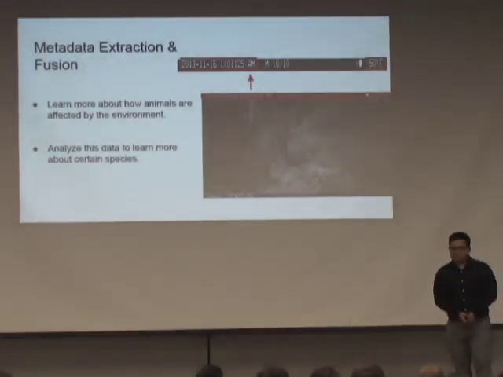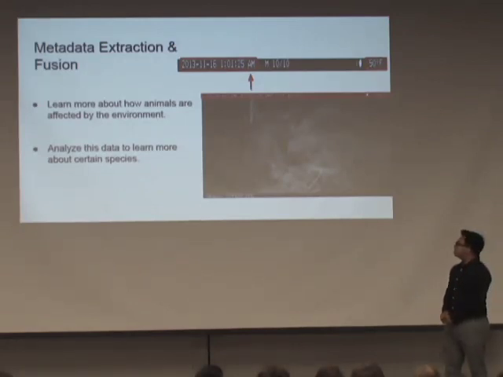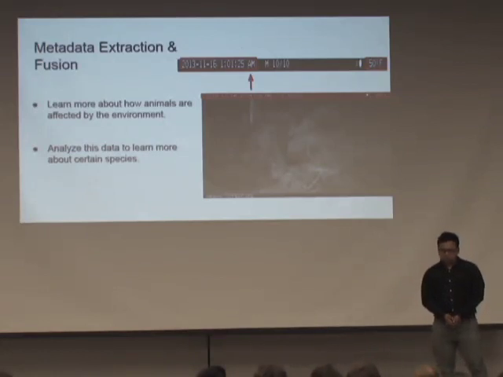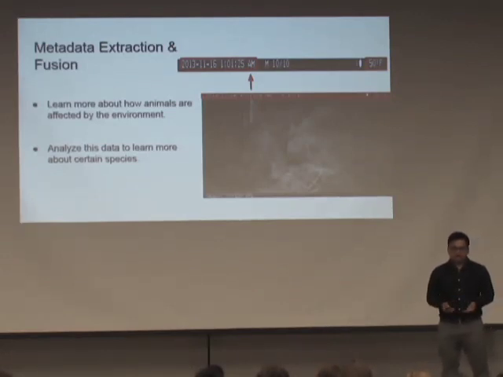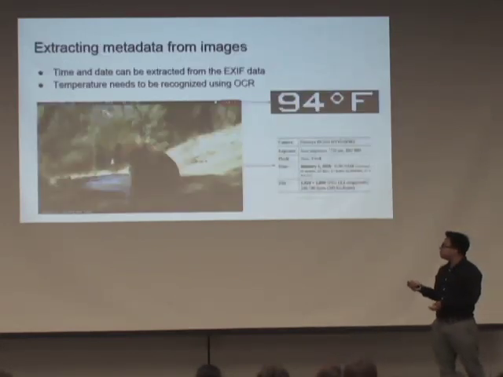We want to be able to take this data from the image recognition framework and combine it with metadata from the same image. Metadata is just extra information that comes from the picture, such as date, time, and temperature. We want to do this in order to learn more about animal species and their environments, and pretty much just to have eyes in the wilderness and understand the wilderness better.